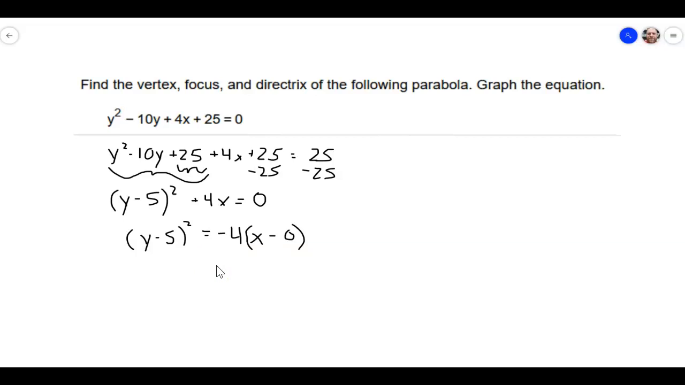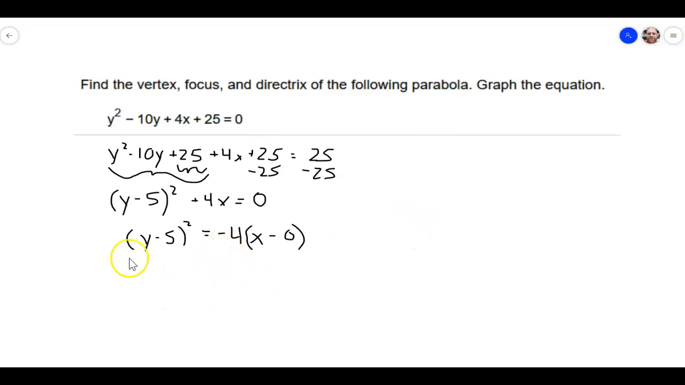Look at the 4 formulas. This one where we have the y squared and we have a negative here. That's how we tell the y is squared and we have a negative in front of the x. That's a left opening parabola.